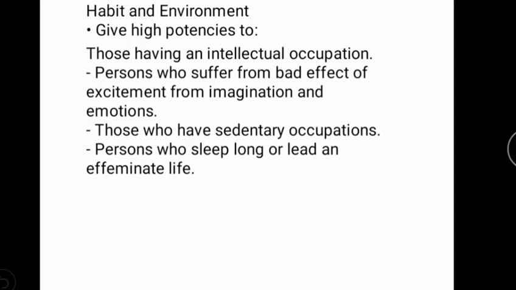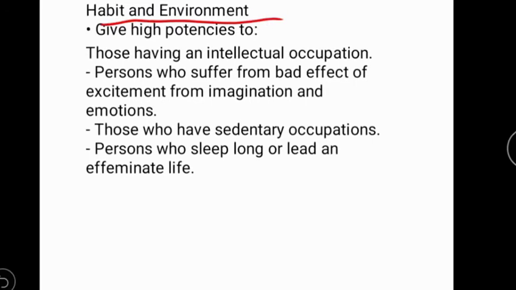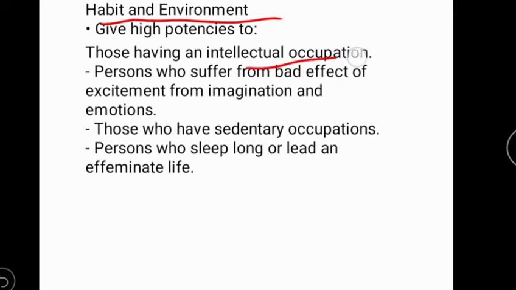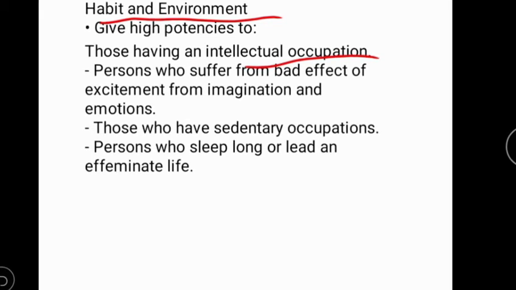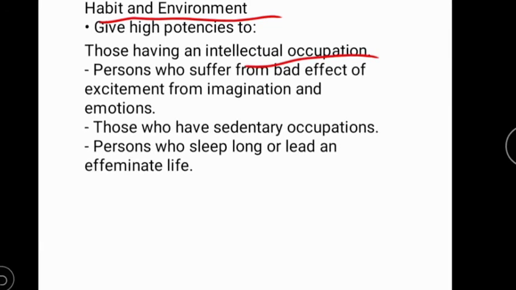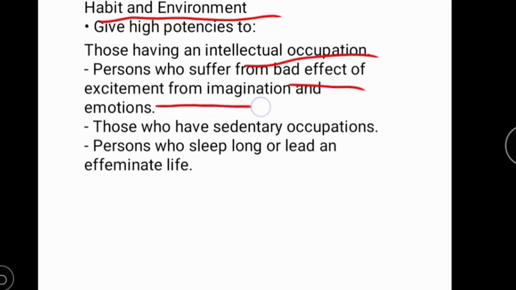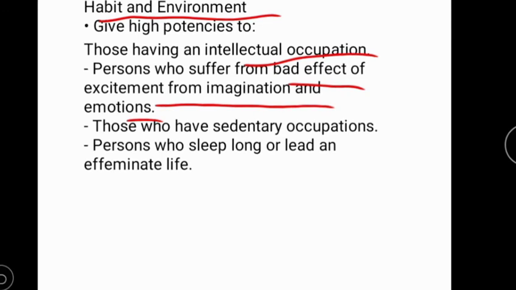Then we go towards the habit and the environmental factor. So in habit and environment, which individual will be given high potency? Those having an intellectual occupation, meaning they are teachers or have some intelligent job, need high potency. And those who suffer from the bad effects of excitement from imagination and emotion, those emotional people also need high potency.